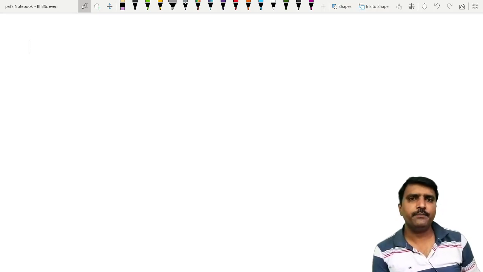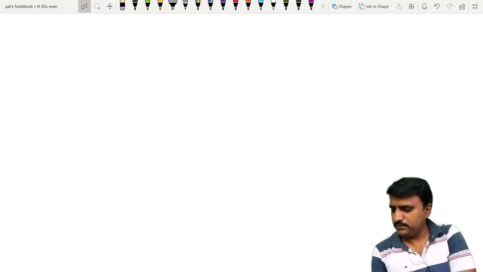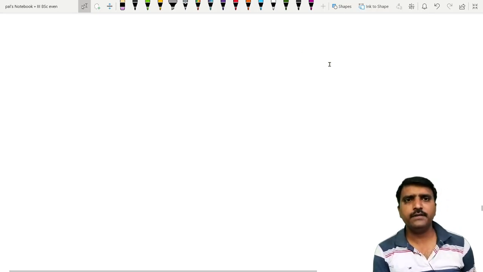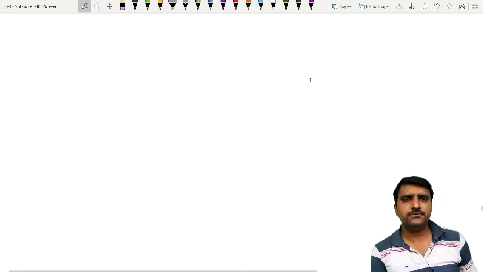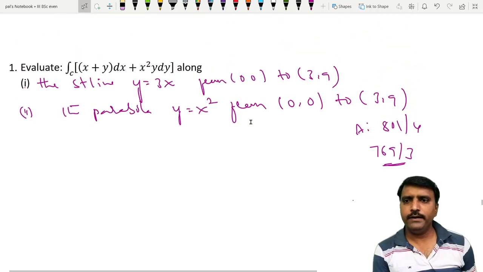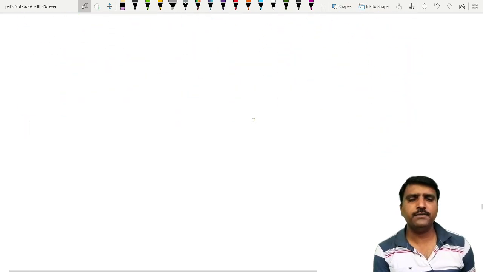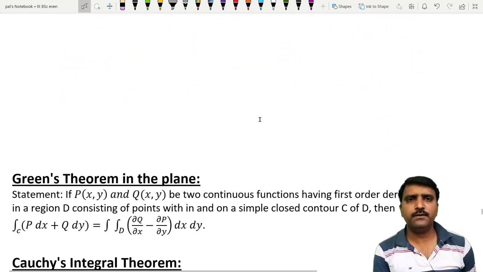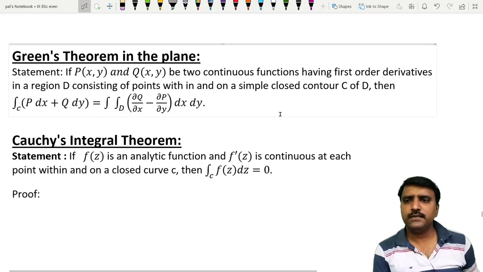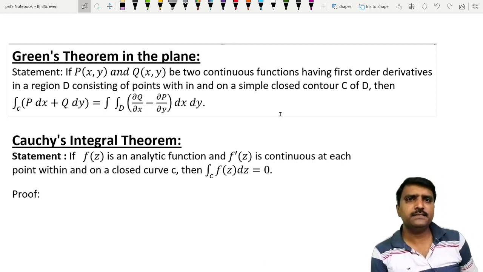Cauchy's theorem. Before going to Cauchy's theorem, you should know that we prove this theorem by using Green's theorem, which you have studied in integral theorems. So by using the help of Green's theorem, we prove the Cauchy's integral theorem. Let me just remind the statement of Green's theorem here.